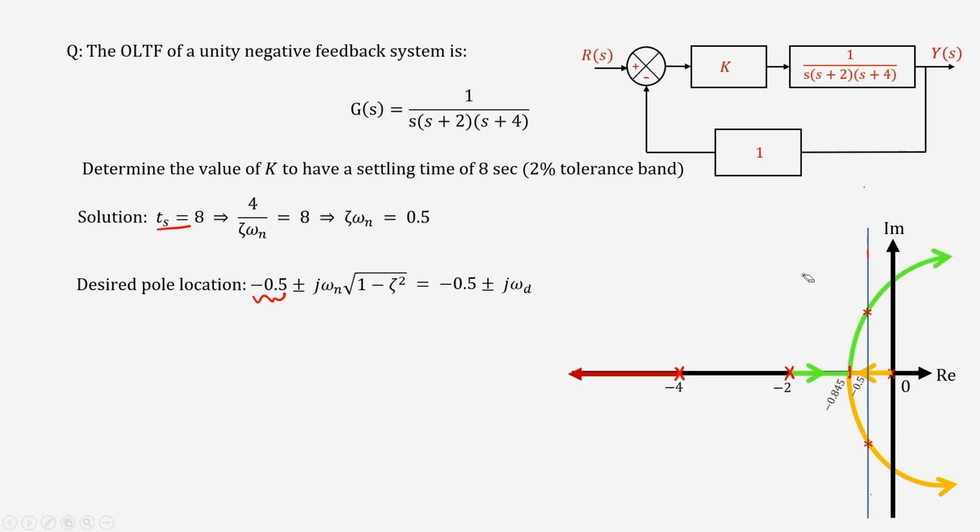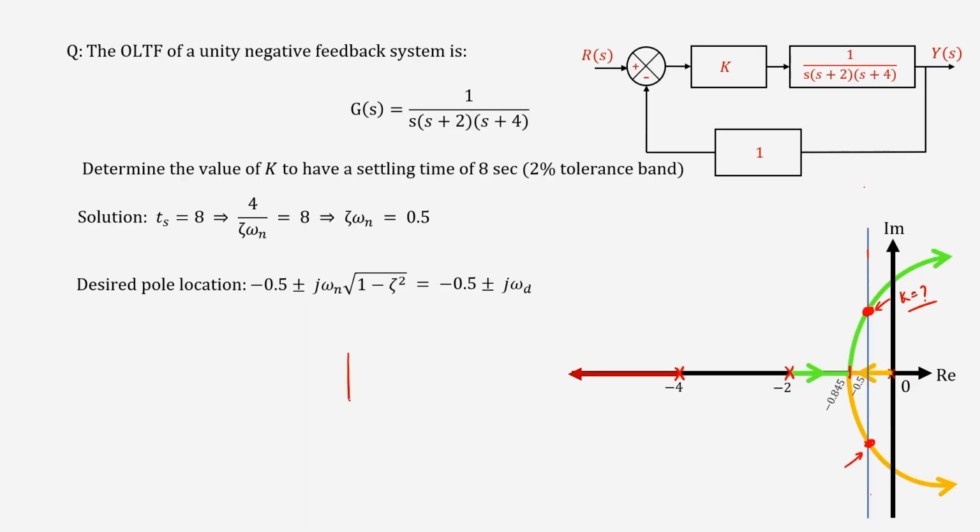Since this is cutting at these points, that means I can reach this point. There will be a particular value of k which will give me these points. So I just have to figure out what that value of k is. I hope up to this it is clear. We found the desired pole location, not exactly, but I know that it lies on the root locus. Once I know that, I can find a value of k that will take me to that point.